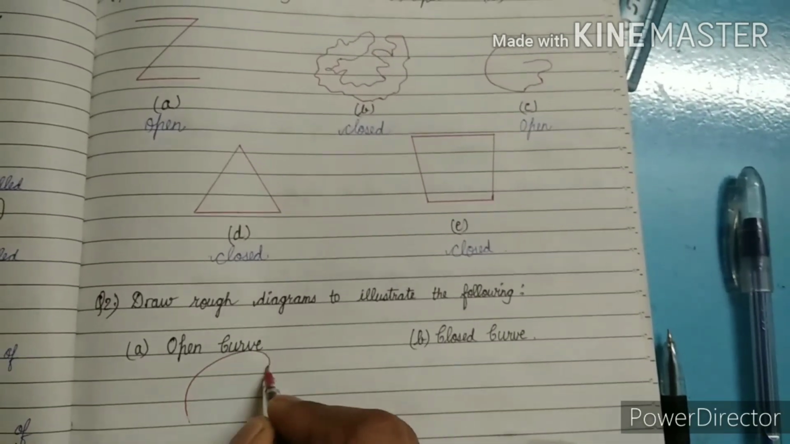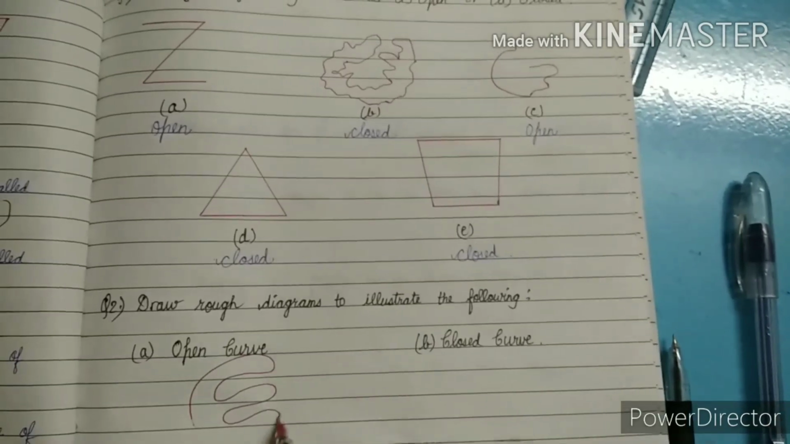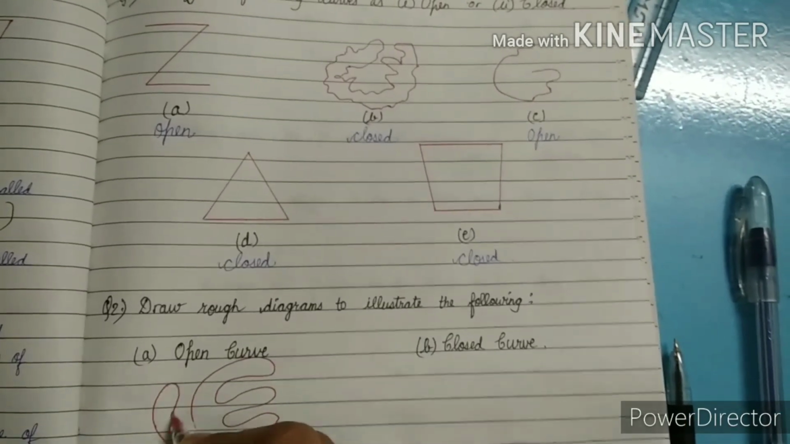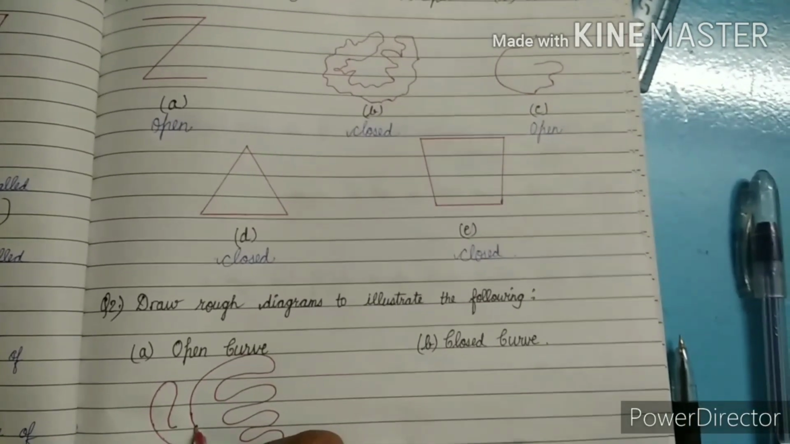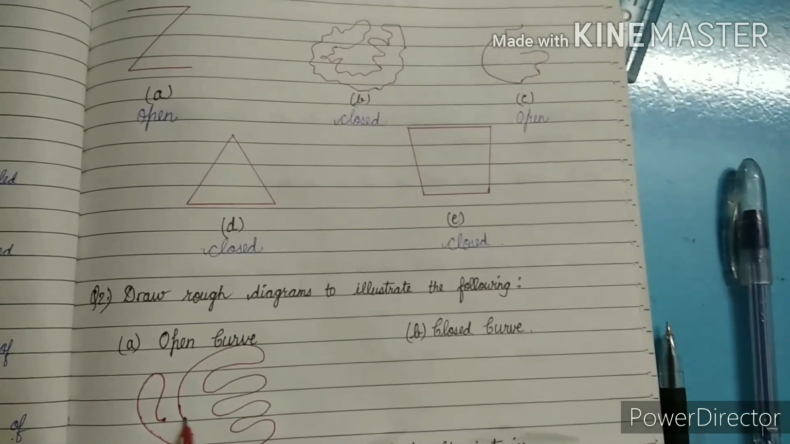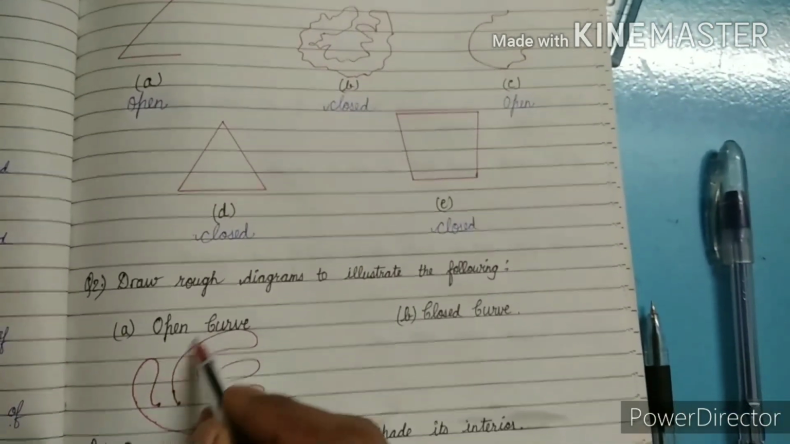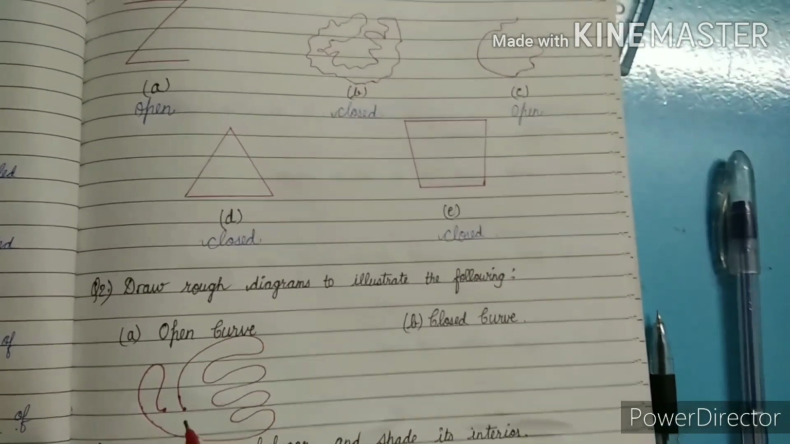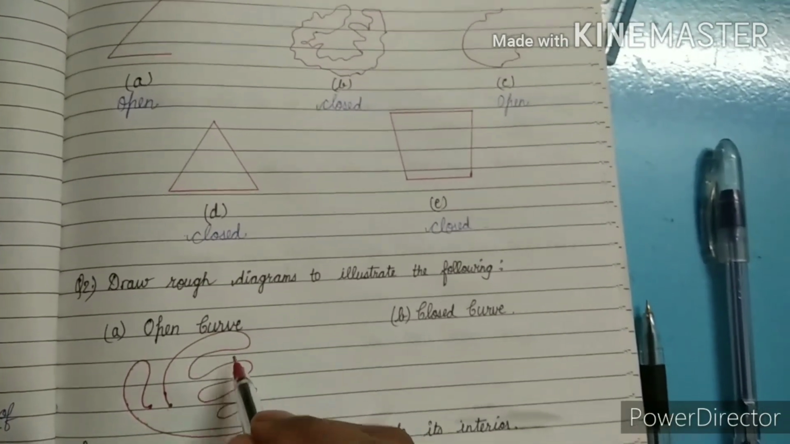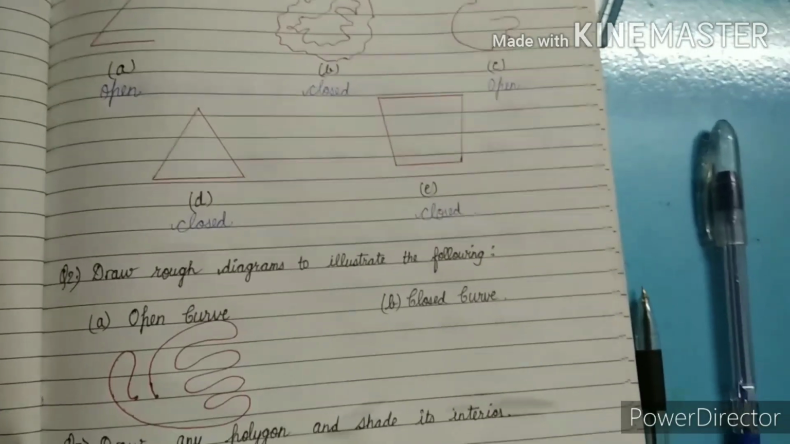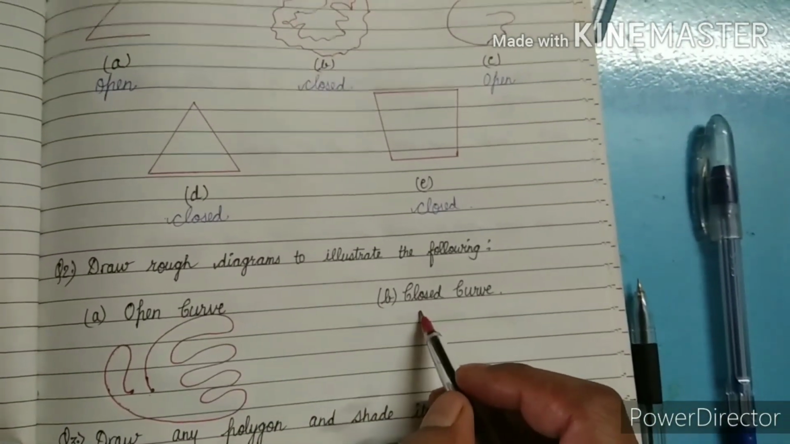I am drawing from my choice like in this way. Okay, as you can see, its starting point and ending point are not meeting each other. And when I draw this figure, I draw it without lifting the pencil and without the use of a ruler. Same as for a closed curve.